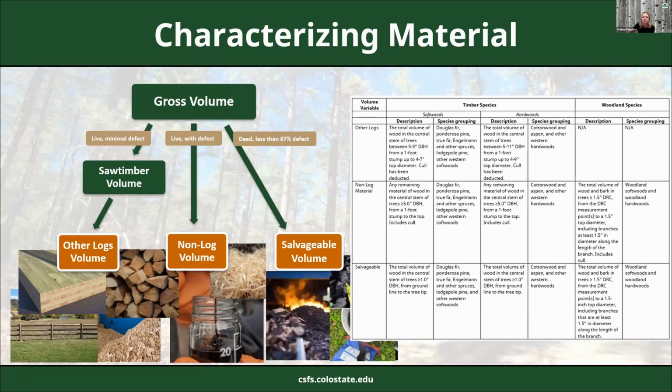And then for the last category, we assess salvageable volume. So dead material with a tree class code that we identified as hard salvageable material. So it has less than 67% of the volume as cull. And this includes all different species types, and it can be used for a wide variety of industries like biochar and bioenergy.